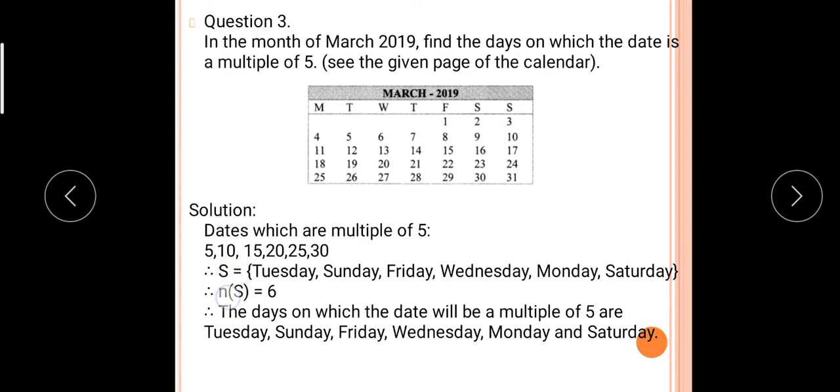So what is the sample space for this date? 5th date is Tuesday, Sunday, Friday, Wednesday, Monday and Saturday. So 1, 2, 3, 4, 5 and 6. So n of s is 6. Okay. So the days on which the date will be a multiple of 5 are Tuesday, Sunday, Friday, Wednesday, Monday and Saturday. So very simple it is. Just you have to write it in the form of a set.